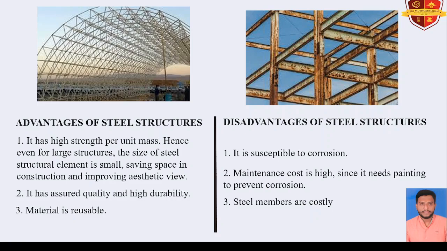Disadvantages of steel structures. The main drawback of steel elements is corrosion, and also it is very costly. Maintenance cost is high since it needs painting to prevent corrosion.